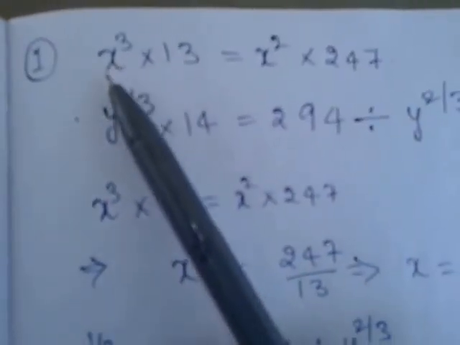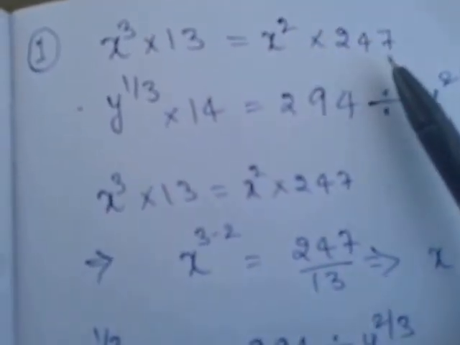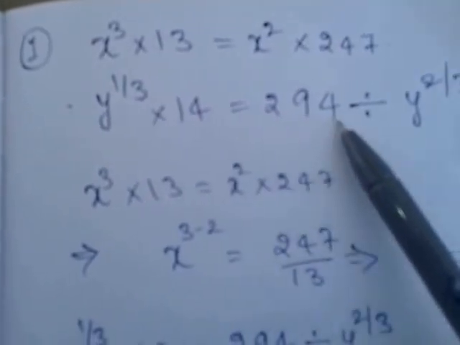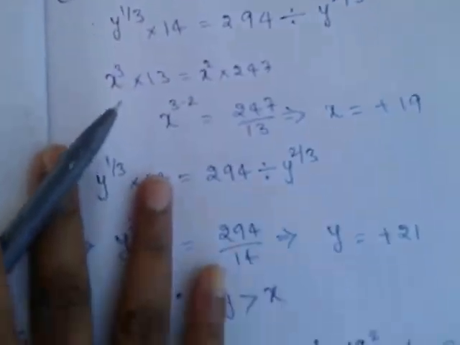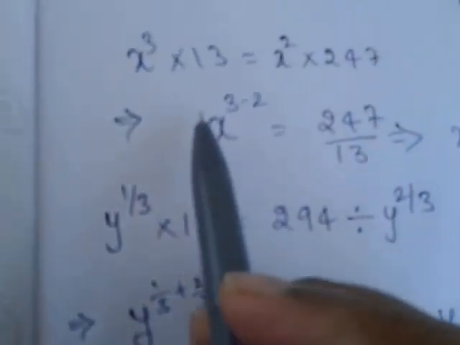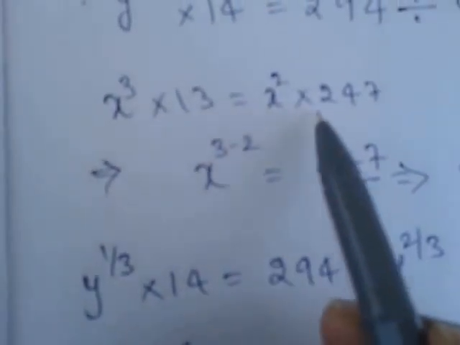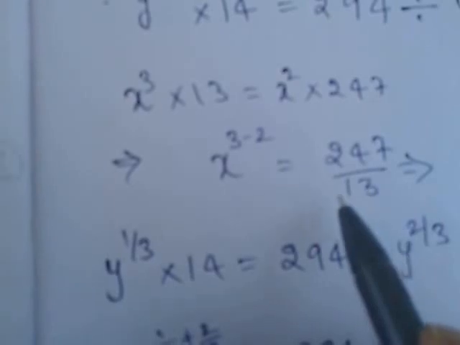See, x cube into 13 is equal to x square into 247, and y power 1 by 3 into 14 is equal to 294 divided by y power 2 by 3. So here you see, first equation, x cube into 13 is equal to x square into 247.